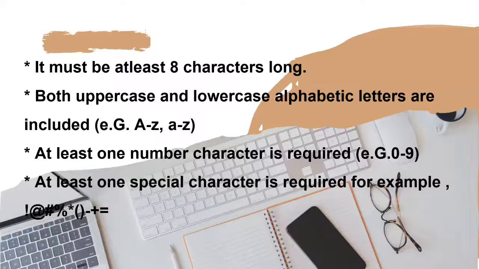The fourth one is at least one special character is required, like ampersand, asterisk, at, plus, something like that. For example, our password would be like this: Kevin at 30 or Kevin ampersand 30. Anything as long as it has a special character included.